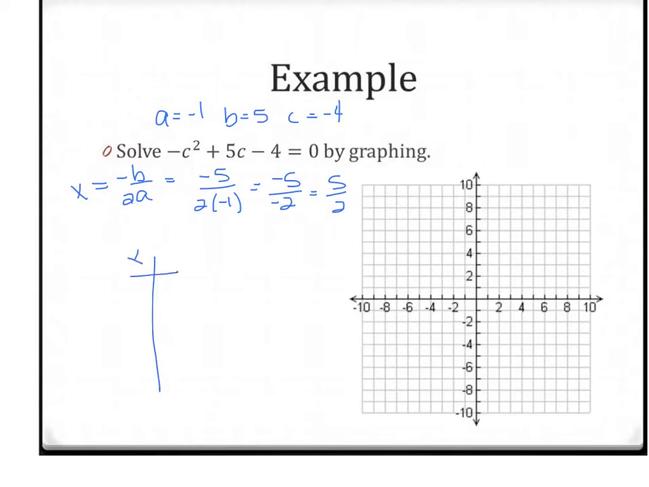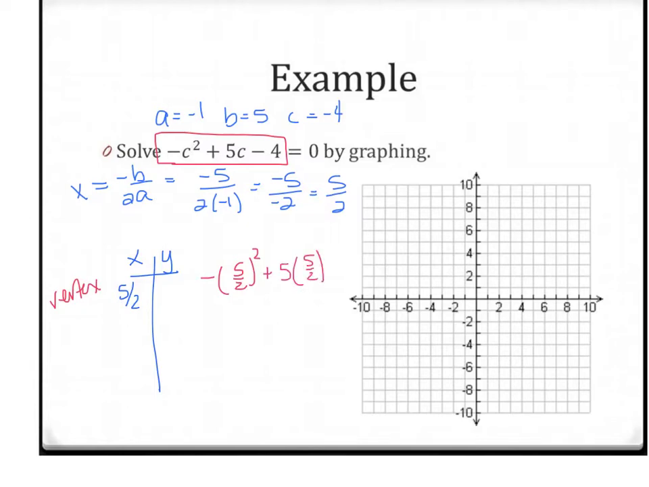When I start my table, if I start with 5 halves, or you can make it 2.5 if you want to, that's my vertex. And I'm going to plug it back into my original equation. I'm going to be really careful with that negative sign, because this is going to be negative, 5 halves squared. The negative does not get squared. Plus 5 times 5 halves minus 4. And we get 2 1/4 or 2.25. Make sure you can get that answer. So 2.5, 2 1/4 would be about there.